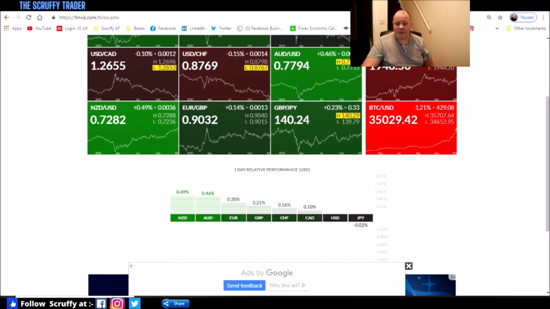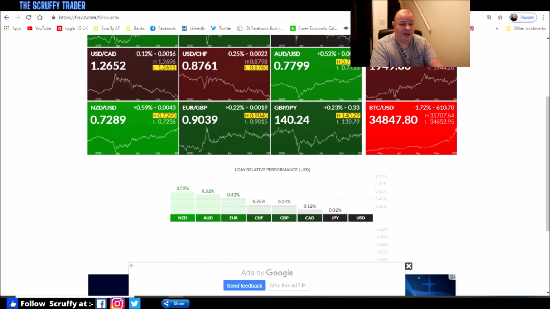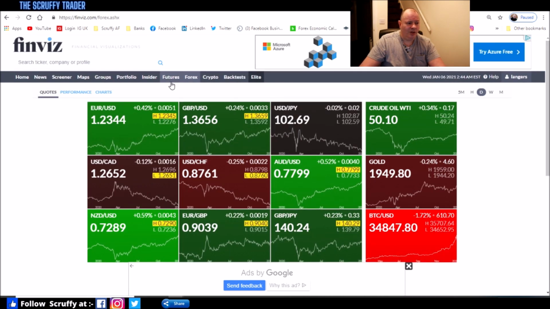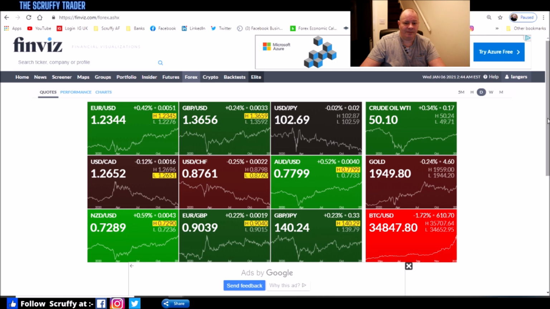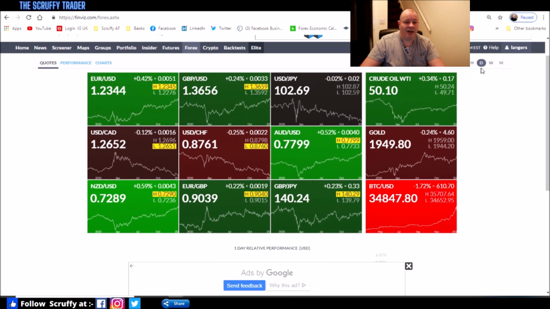If you can't work it out yourself, because that's what I do, I like to look at it myself, you can use a website called FinViz. It's this one that's on the screen. There's a link for it in the description if you can't find it. What you do is scroll onto the Forex tab just here, and it will give you a heat map very similar to mine. And it's worked out on 5-minute, hourly, daily.